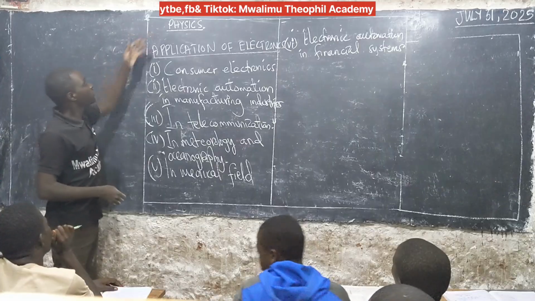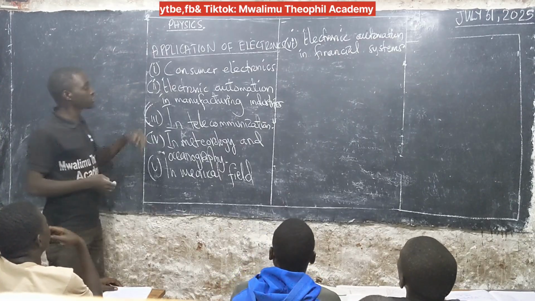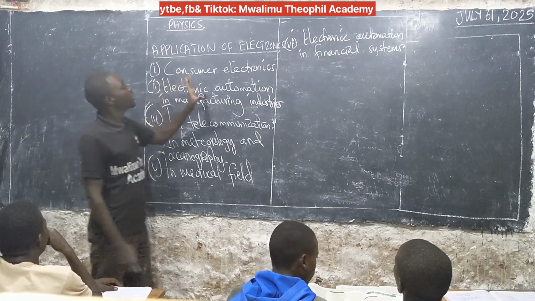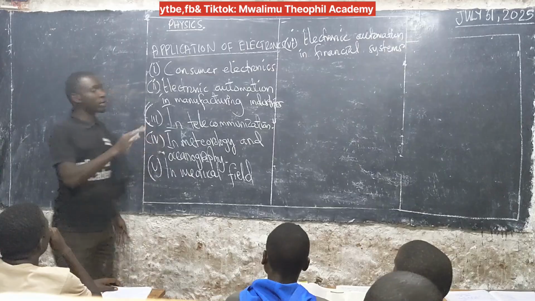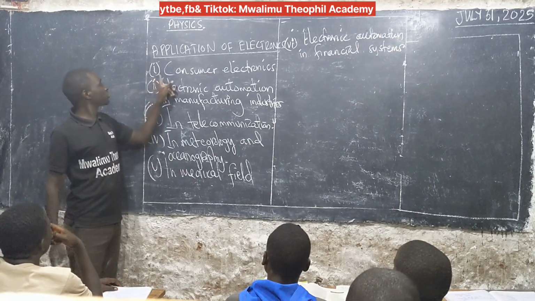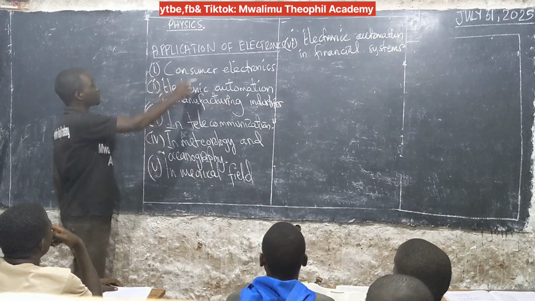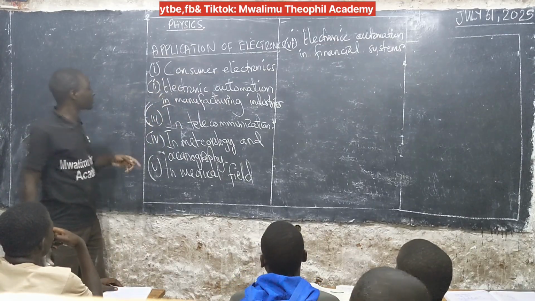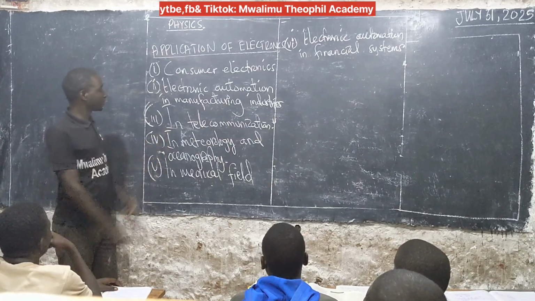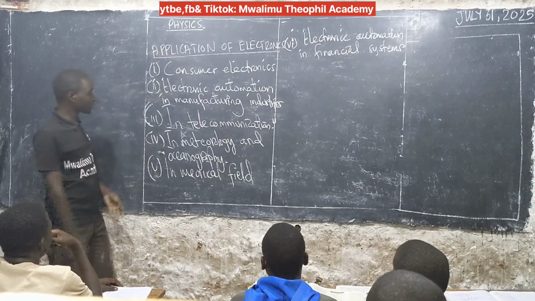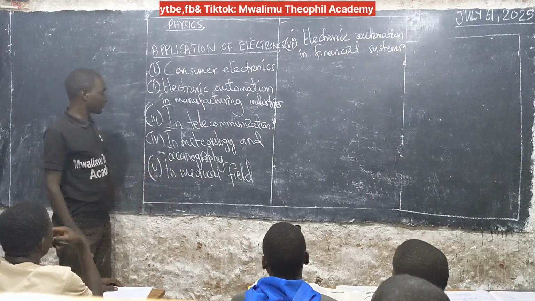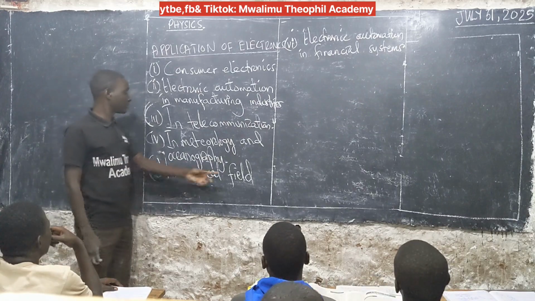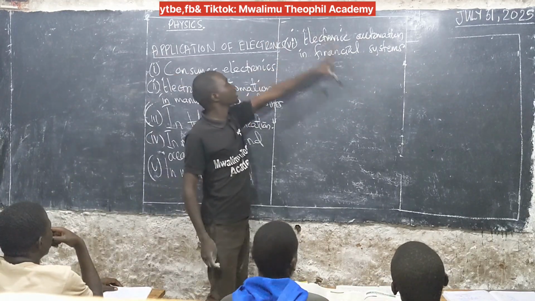Okay, now here we have applications of electronics. As we see, electronics is applied in various fields. Here we have almost 6 fields showing where electronics is applied. The first one is consumer electronics. Our fourth one is in meteorology and oceanography. Number 5 is in the medical field.